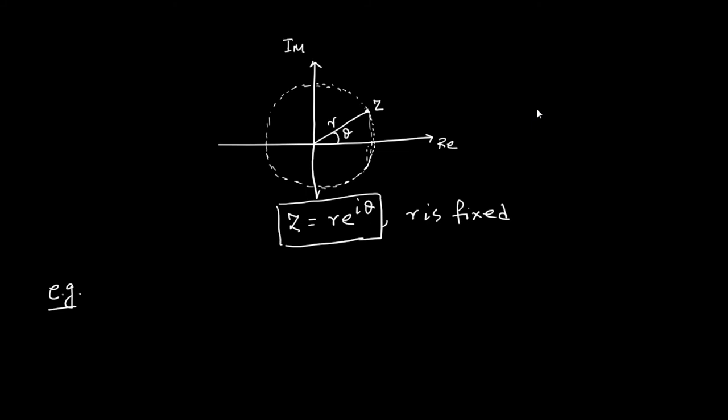Say, z equals r. Let us fix r. Say r is 1. That means z equals e to the power i theta, which will represent a circle of radius 1.